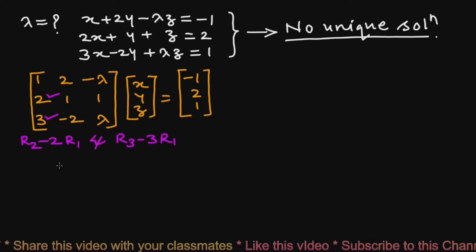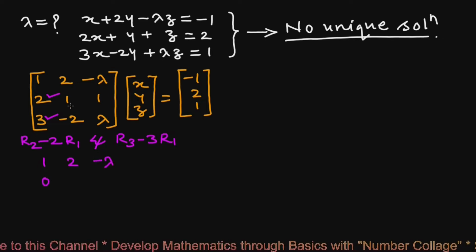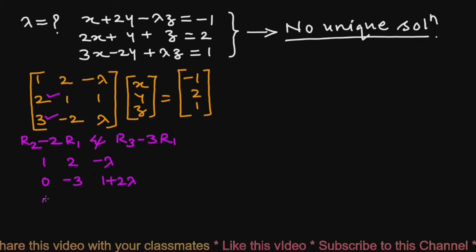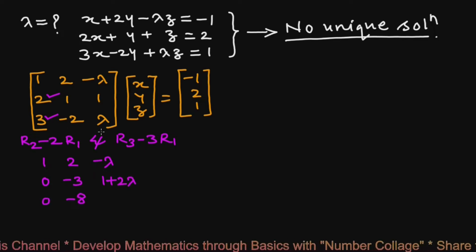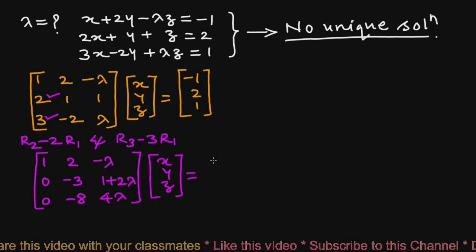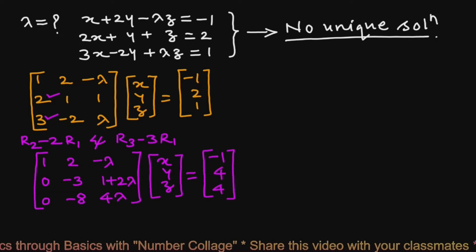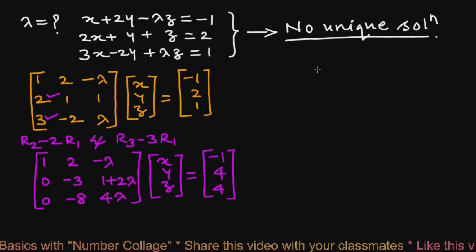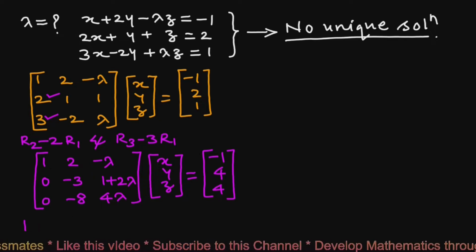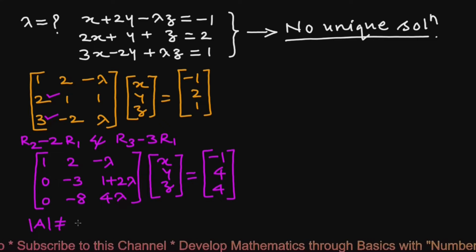So that gives 1, 2 minus lambda, 2 minus 2 0, 1 minus 4 minus 3, 1 plus 2 lambda, 3 minus 3 0, minus 2 minus 6 minus 8, lambda plus 3 lambda, 4 lambda. X, y, z equals minus 1, 2 plus 2 4, 1 plus 3 4. We know that the equations have a unique solution if the coefficient matrix is non-singular, which means the determinant of coefficient matrix A is not equal to 0.